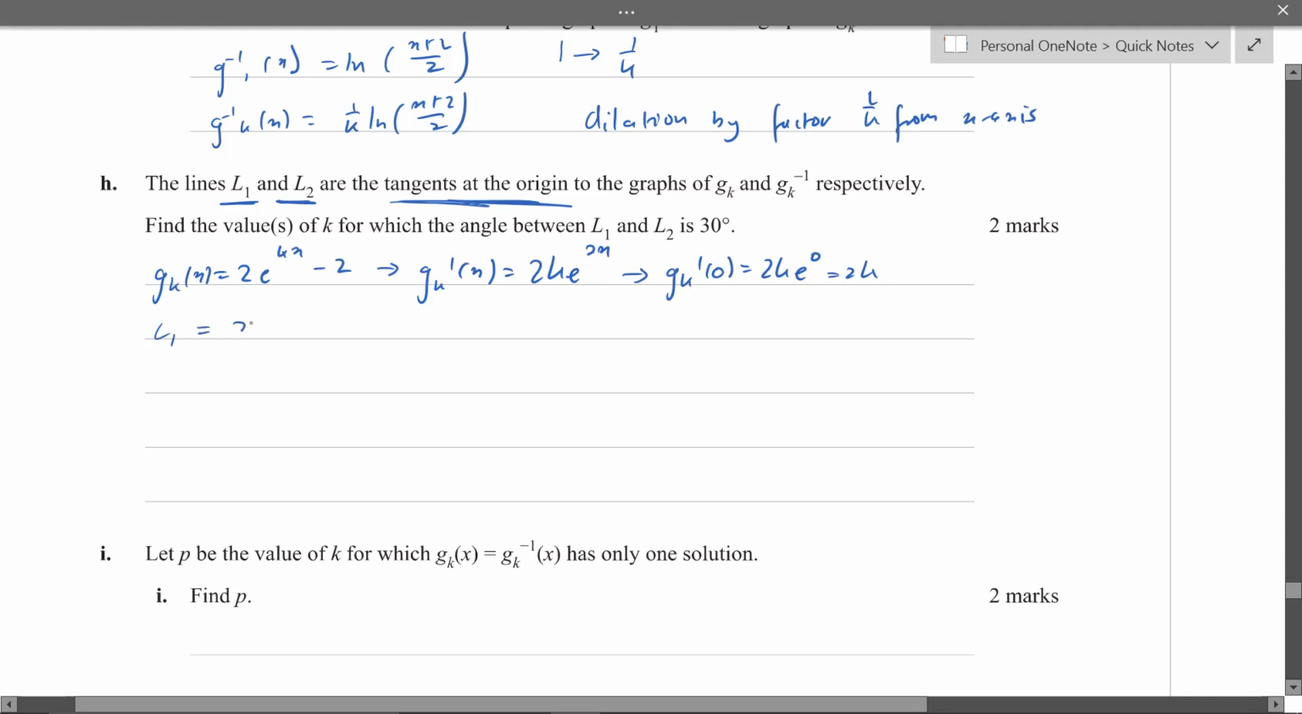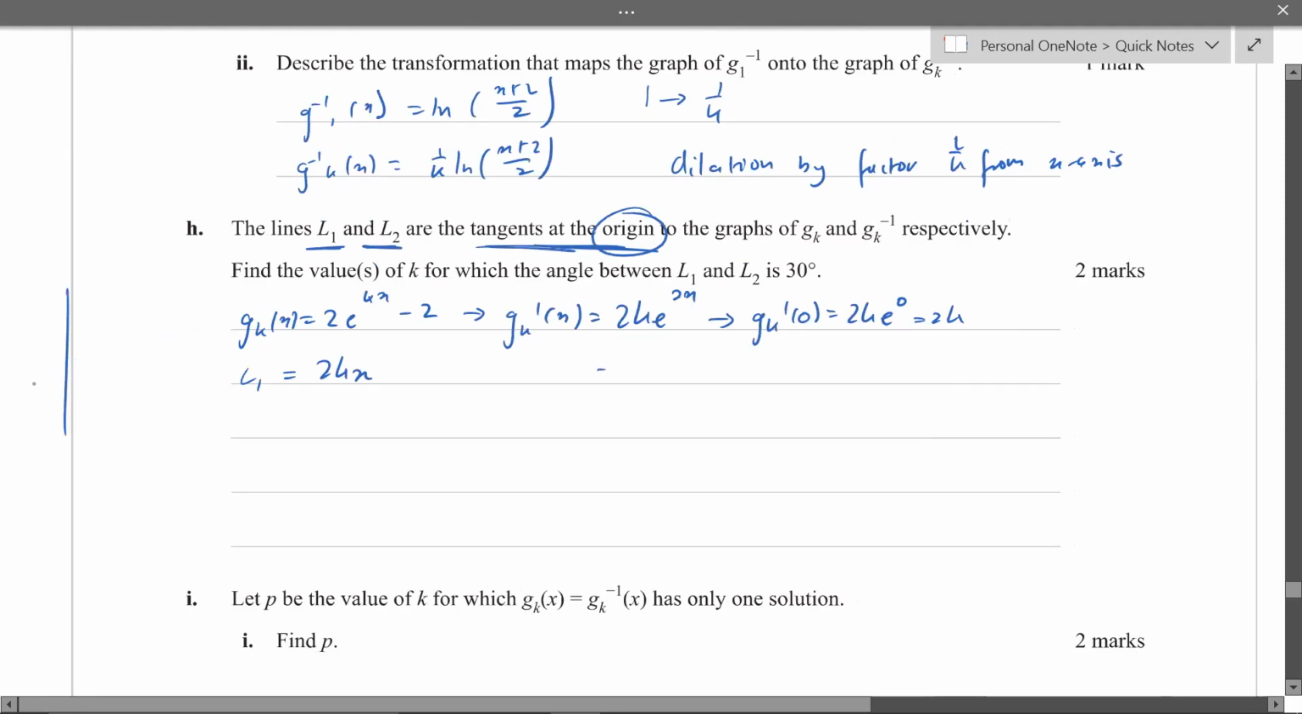So L1 is just 2kx. You don't have to worry about finding y minus y1 equals m(x minus x1), because this graph is going through the origin. Anytime a graph goes through the origin, like this one or this one, the c value is 0, because in y equals mx plus c, c is the y-intercept. So if it's going through the origin, c is 0. So you can just write it as y equals mx. And we found m because m is gk dash of 0. So that's L1.